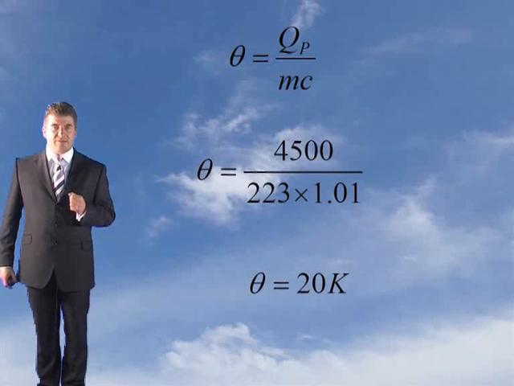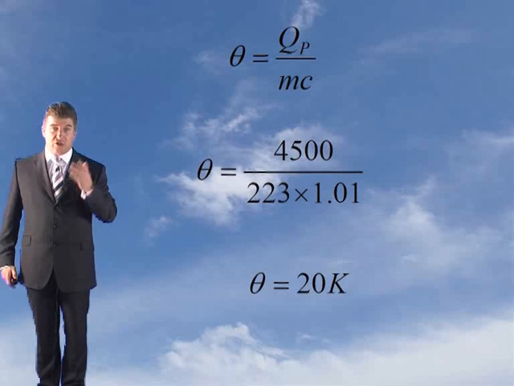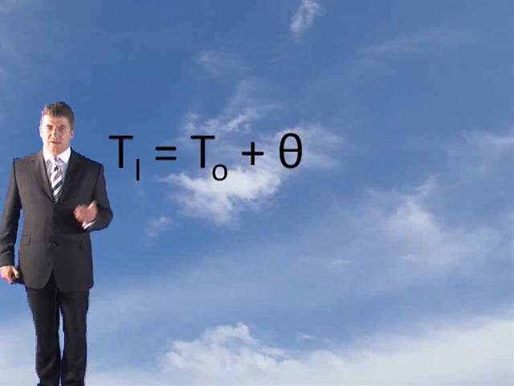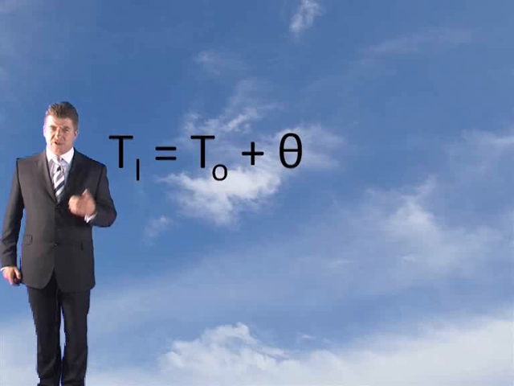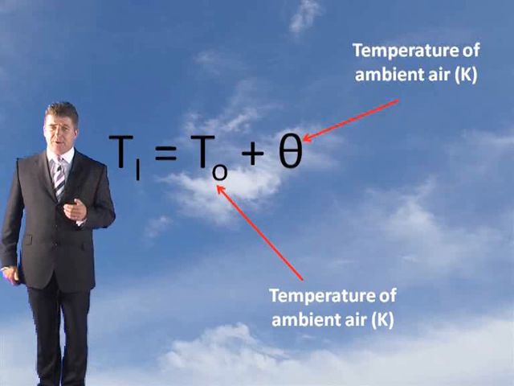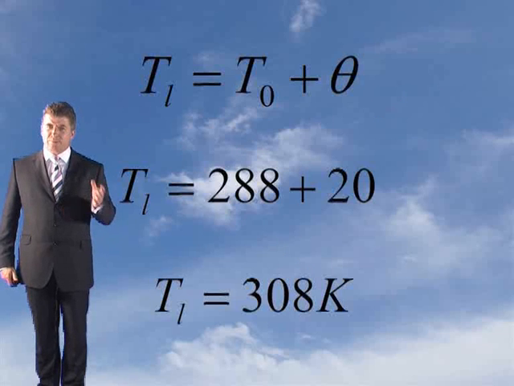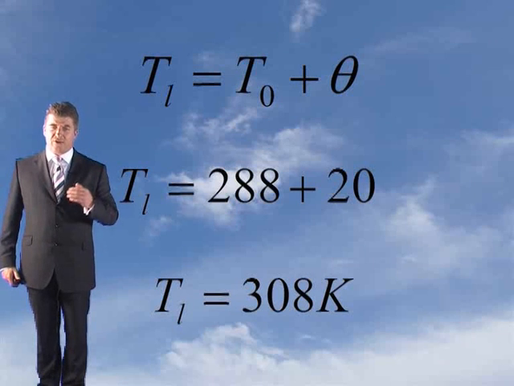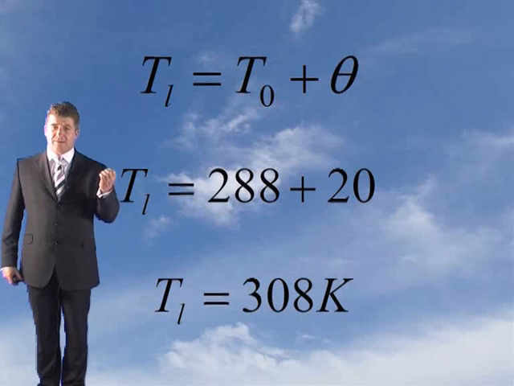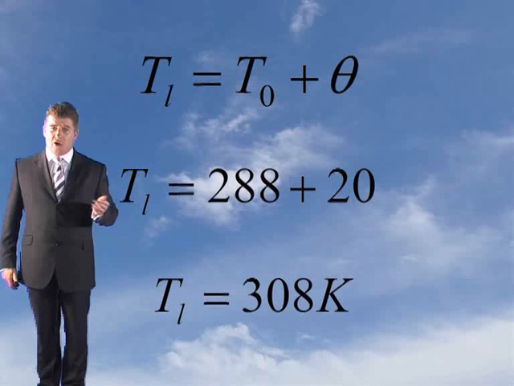We know the theta value, but now we need to know the absolute average temperature of the gases. And this is a formula you should have applied. TL equals T0 plus theta, where T0 is your temperature of ambient air and theta is your temperature increase. This would have given you an absolute average temperature of the smoke of 308 degrees Kelvin. So that's what we needed to know: the theta value and the absolute temperature of the gases.